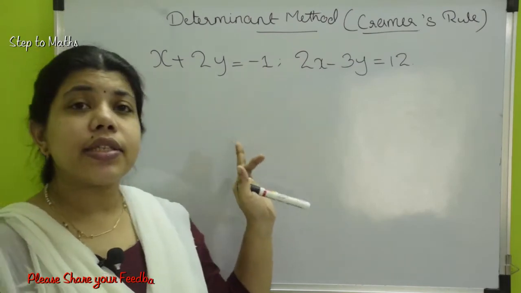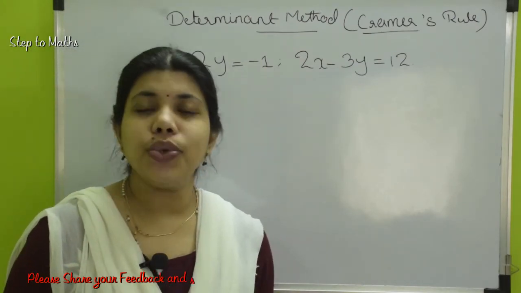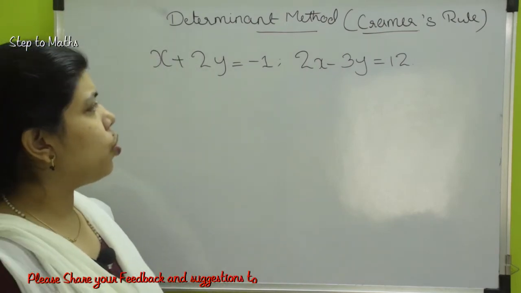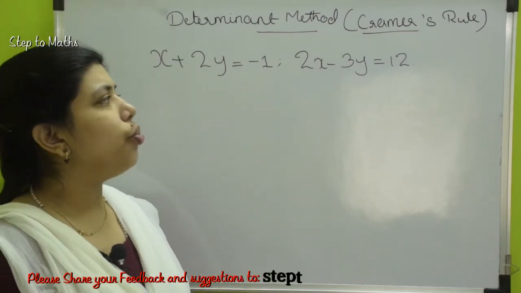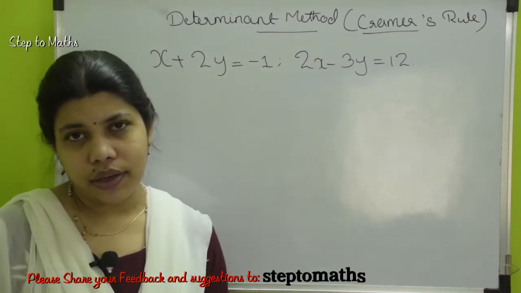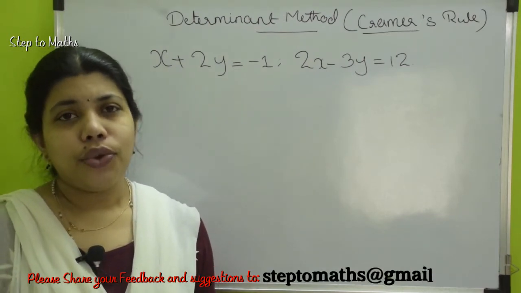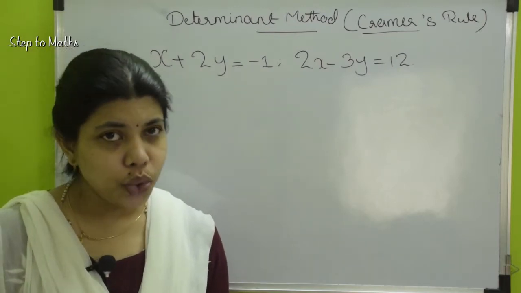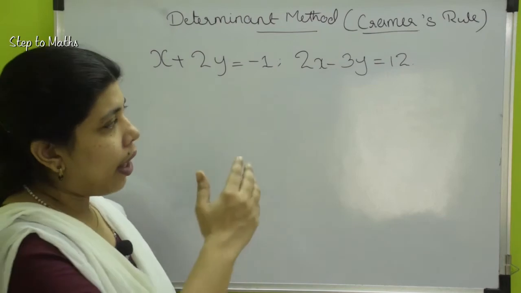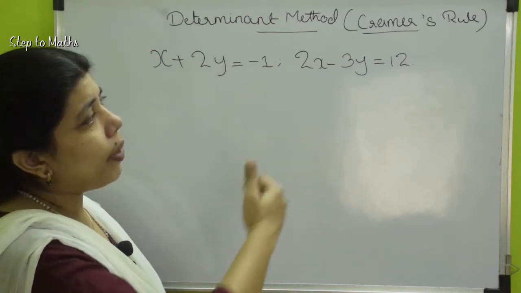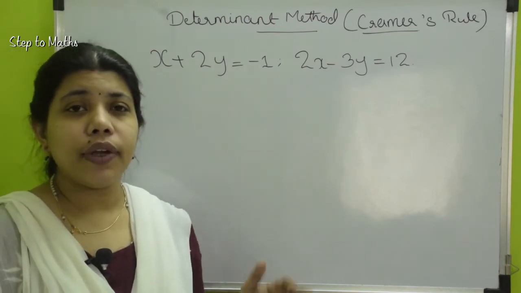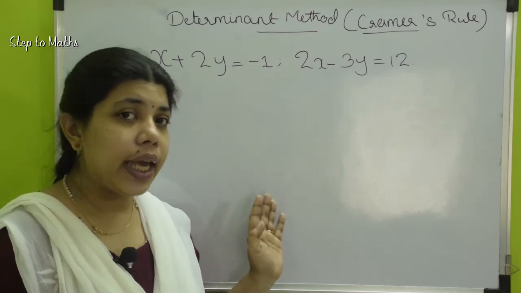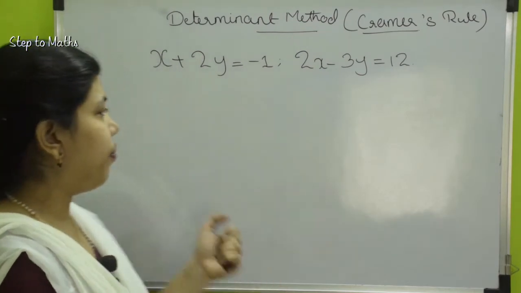Solve this simultaneous equation using Cramer's rule. The question: x plus 2y is equal to -1, 2x minus 3y is equal to 12. This equation is given in the form of ax plus by is equal to c. Next, how can we apply Cramer's rule? For that, we have to find the values of three determinants D, Dx and Dy.